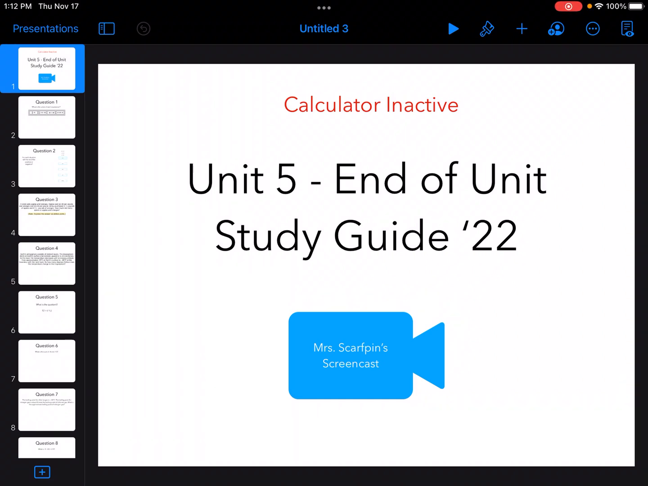Hi guys, today we're going to do the Unit 5 end of unit study guide. So I want to make sure that you're all ready for our test on Monday.